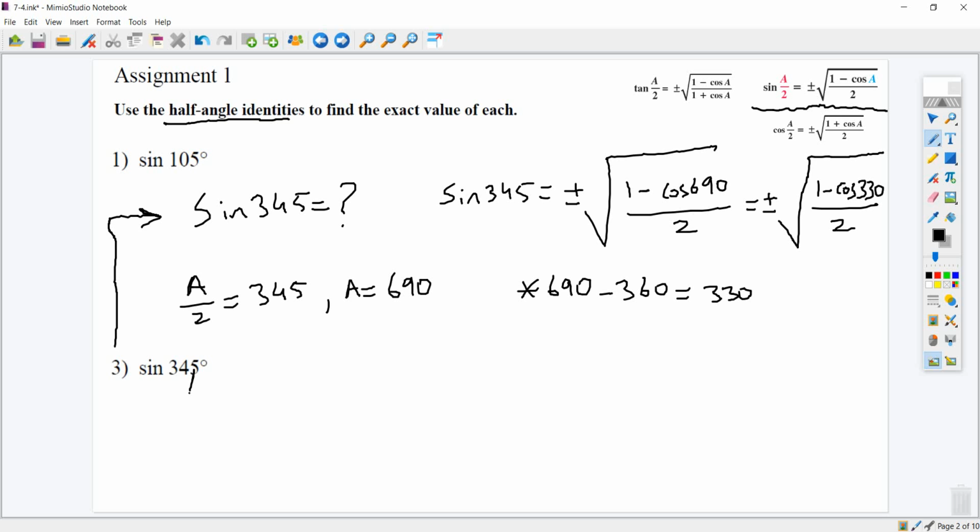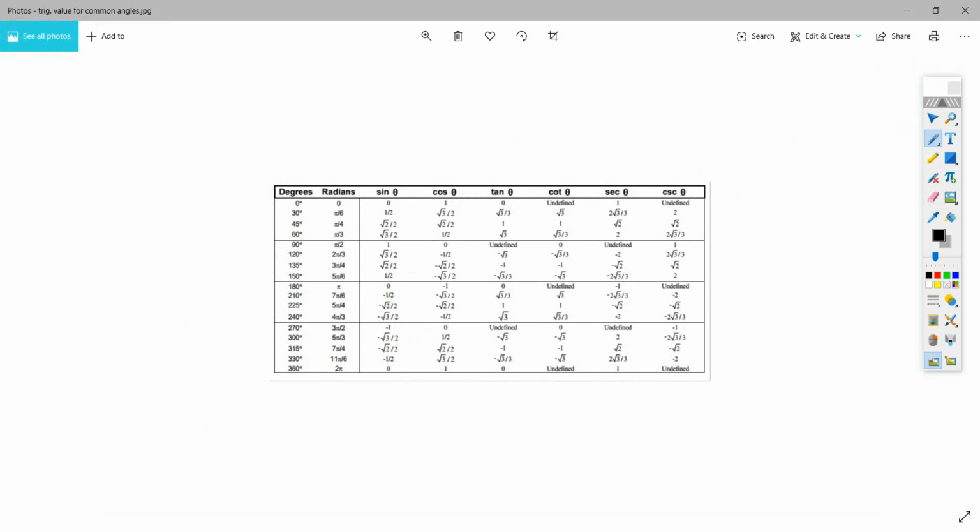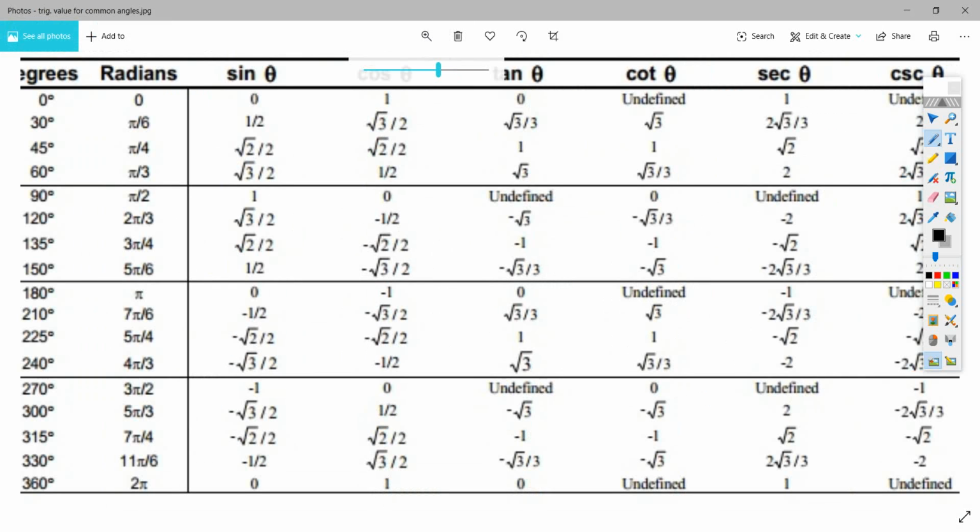Alright, so to find that again, cosine 330 is what we need to know. Now it's time to check the chart. If you go back to the chart, we will see it over here. The value of cosine 330 is actually a positive square root of 3 over 2. Cosine 330 is equal to positive square root of 3 over 2. So we will use this one.